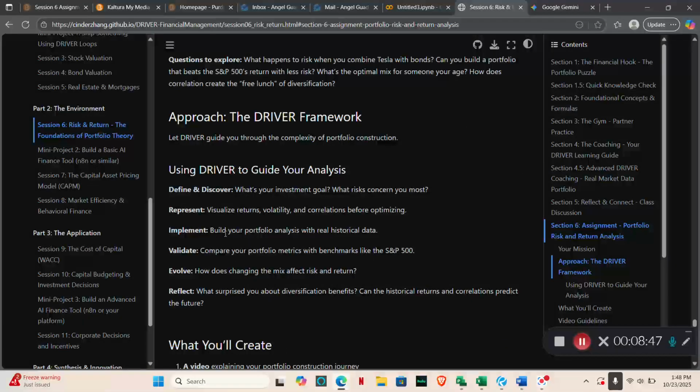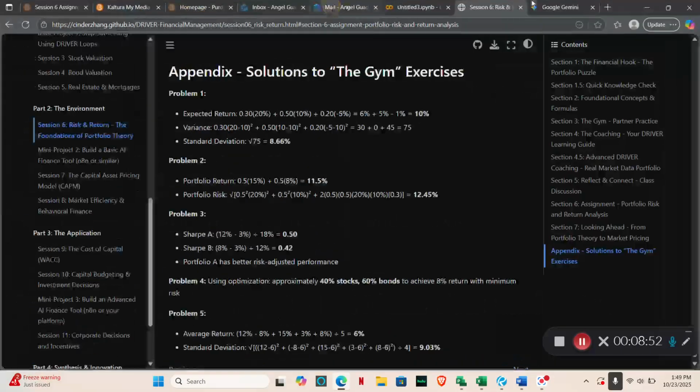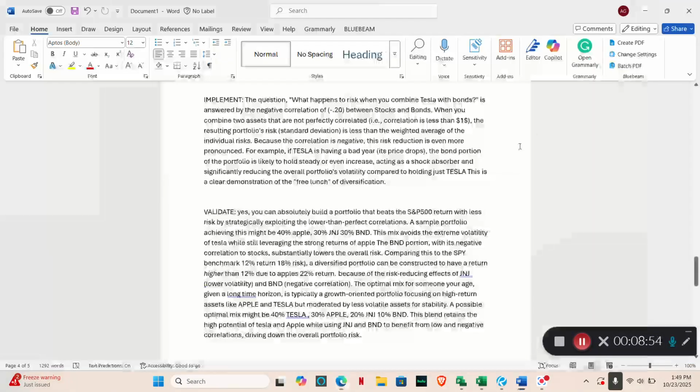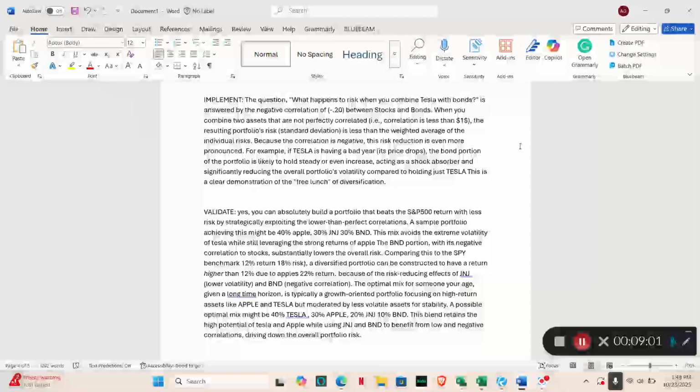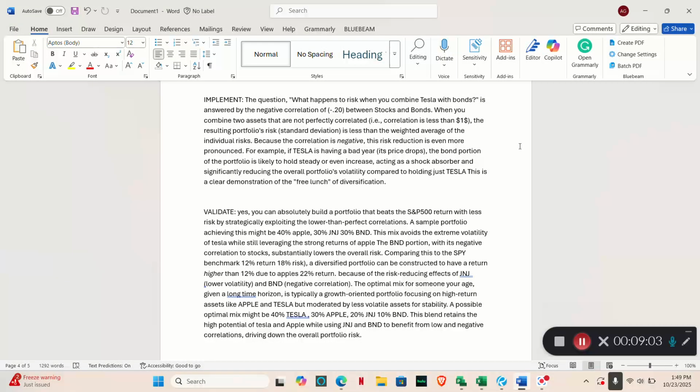So on our implement step, we must build our portfolio analysis with real historical data. I will briefly talk about this, but come back to it in my coding Colab. So the question of what happens to risk when you combine Tesla with bonds is answered by the negative correlation of about negative 20% between stocks and bonds. When you combine two assets that are not perfectly correlated, correlation is less than 1, the resulting portfolio risk, standard deviation, is less than the weighted average of the individual risk.